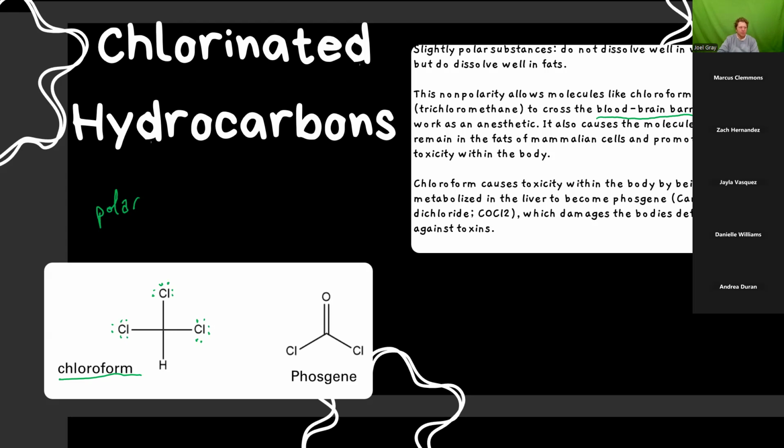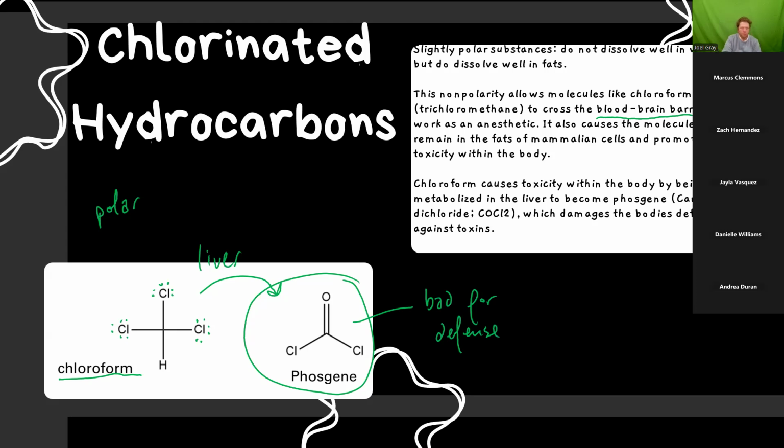Chloroform causes toxicity within the body by being metabolized in the liver to become phosgene, this compound right here. And that damages your body's defenses against toxins. So your liver takes chloroform and makes phosgene. Bad combination, because phosgene is bad for your defenses. If chloroform did not have three chlorines, it would be considered a more polar molecule, and therefore it wouldn't dissolve well in fats, and it wouldn't cause as much damage. But with these three chlorines, it's considered slightly polar.